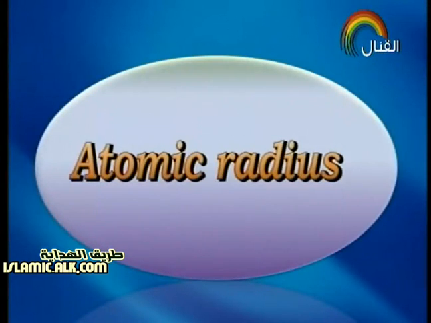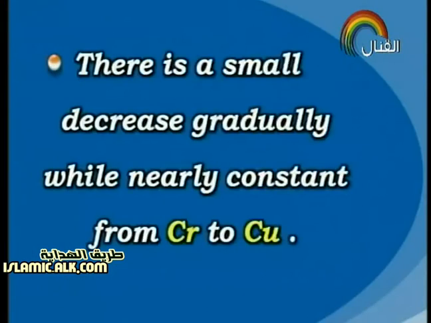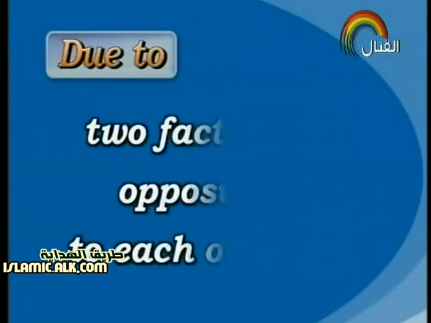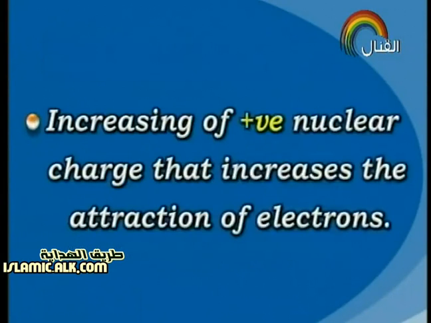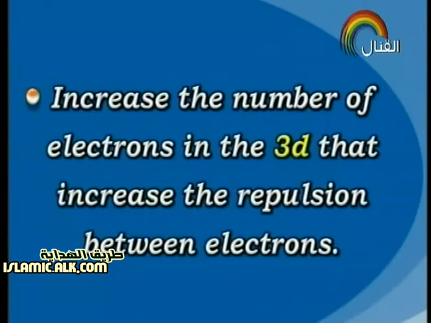The second property is the atomic radius. Here, my dear student, we find that there is a small gradual decrease, while it is nearly constant from chromium to copper. The reason for that is two factors opposite to each other. These are the increase in the positive nuclear charge that increases the attraction force on the electrons, and the opposite factor, the increase of the number of electrons in the 3d sublevel that increases the repulsion force between the electrons.